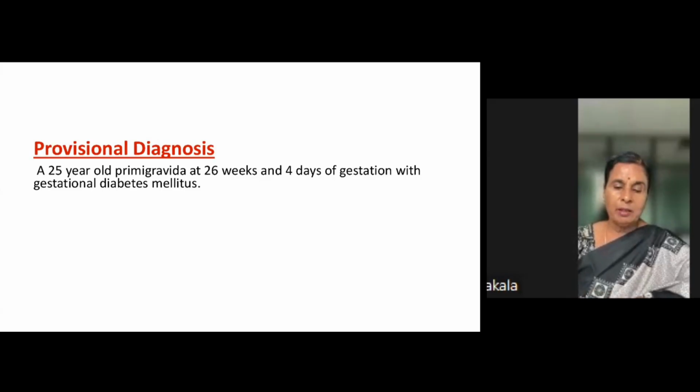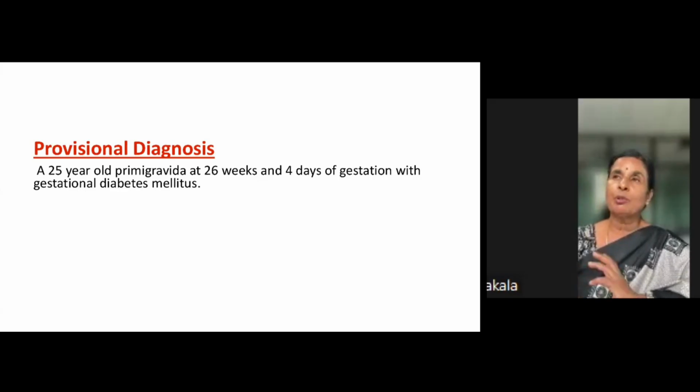Avoid glyburide if the FBS is more than 110 after 30 weeks. As I said, the indication for pharmacotherapy in the third trimester would be insulin, the choice. If the PPBS is more than 140, again after 30 weeks, you avoid giving glyburide. Also in those patients with higher weight gain or macrosomia, you should avoid giving glyburide. Better is metformin.